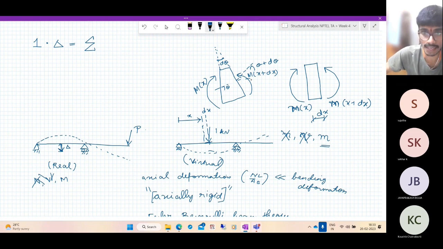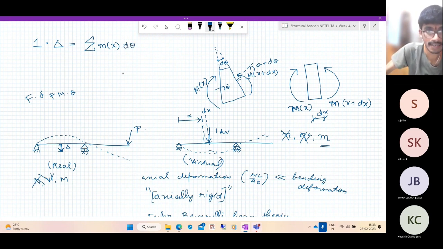So what is the work done by the moment on this? It will be small m at the section x multiplied by the small infinitesimal rotation, because moment will not act on displacements. What are conjugate quantities? Force will act on displacement to give some work, and moment will act on the rotations. Those are the conjugate quantities which produce work. So this will act on d theta.